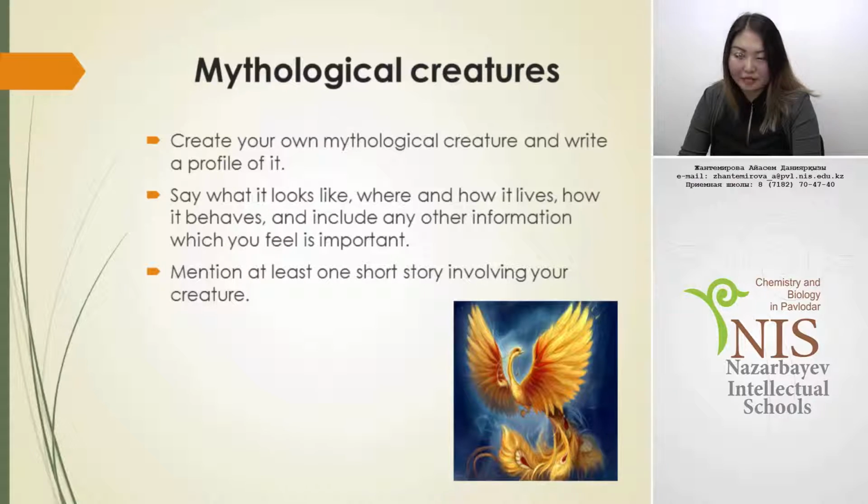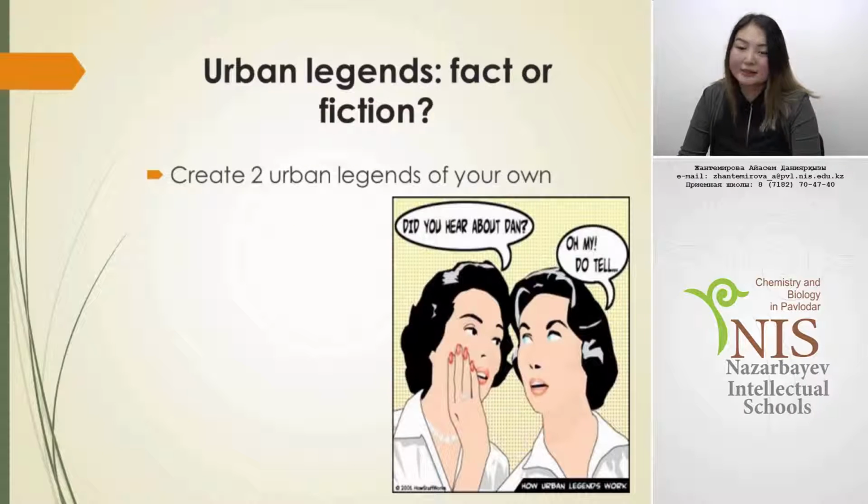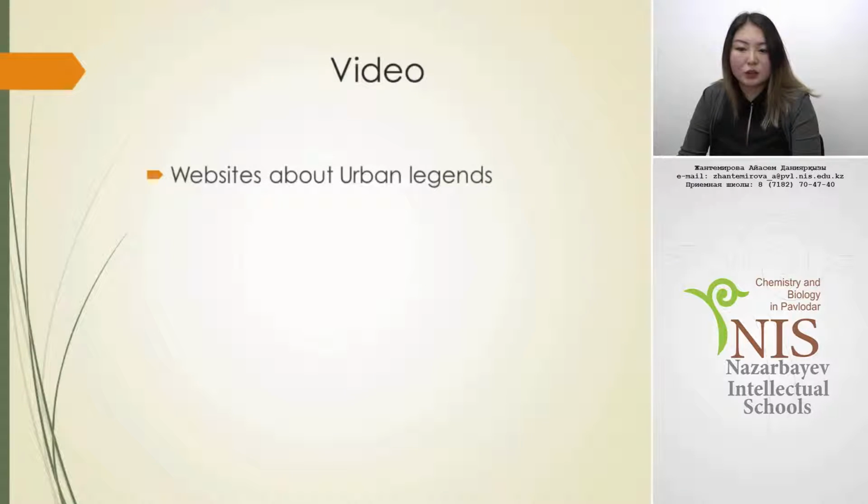And topic number 3 is the science of natural disasters. You should choose a natural disaster and explain in your own words how it works. To help you with your project, I found some interesting sites. So if you choose a topic of urban legends, here are some useful sites that might help you.